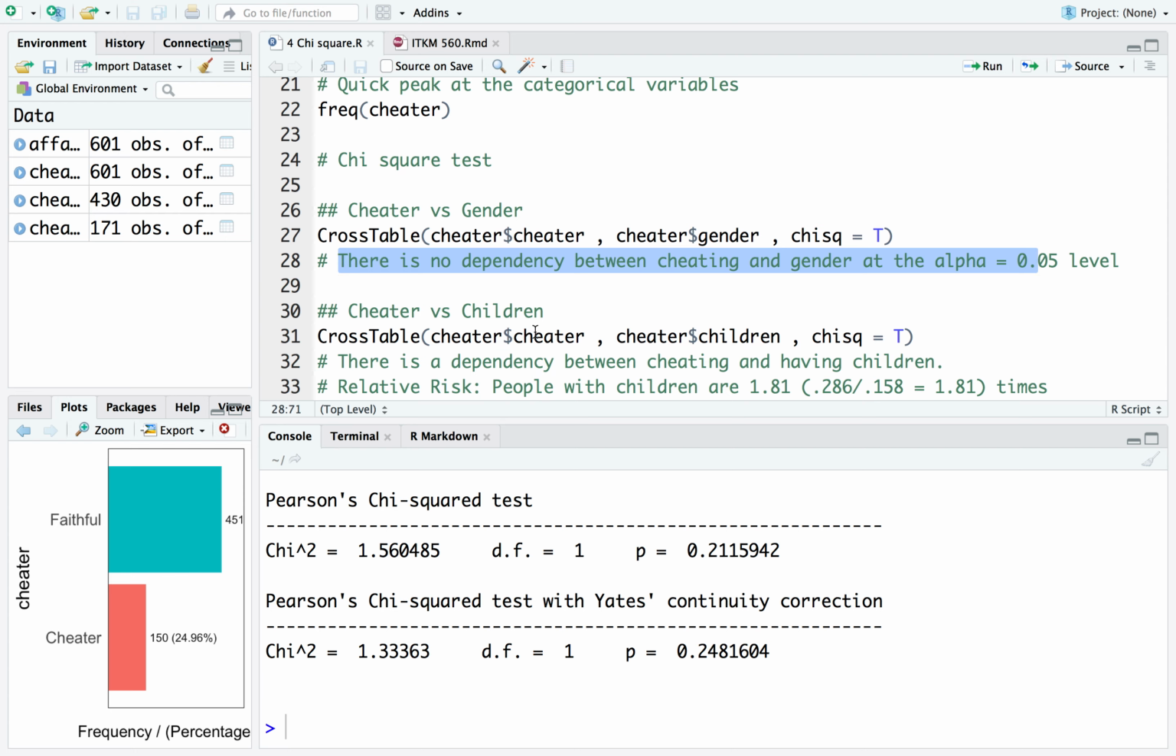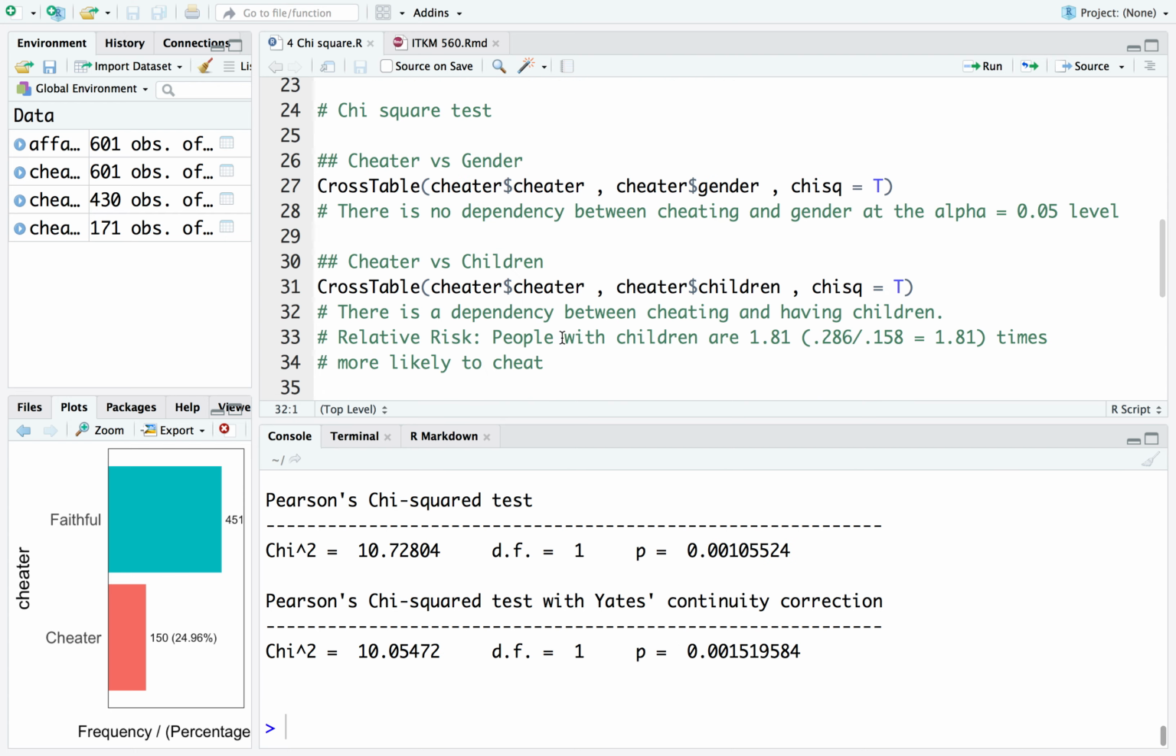Now let's check out if having children has any effect on cheating. We see our p-values. Again, this is the only one you should look at, but you can look at this one all the same. It's just a stricter test. We do reject the null hypothesis here, and we say that there is a dependency between cheating and having children.